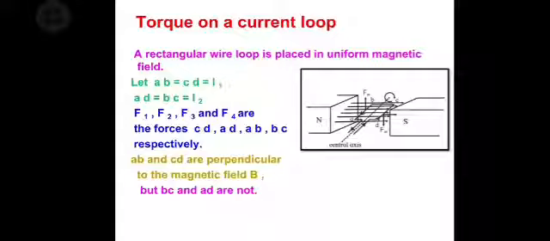Here in the diagram, a rectangular coil ABCD is placed in a uniform magnetic field in such a way that segment AB and segment CD are perpendicular to the field B. Current enters from one arm of the rectangular coil and leaves from another arm. B is the uniform magnetic field which is acting on this rectangular coil.